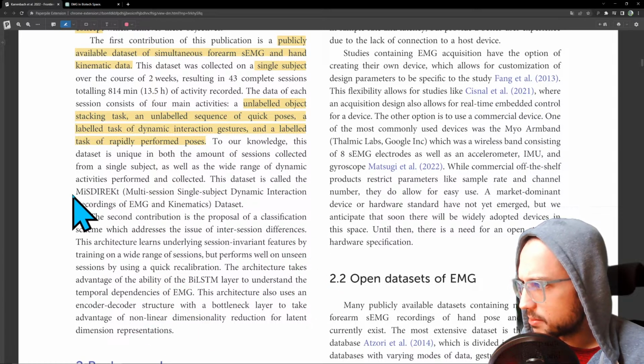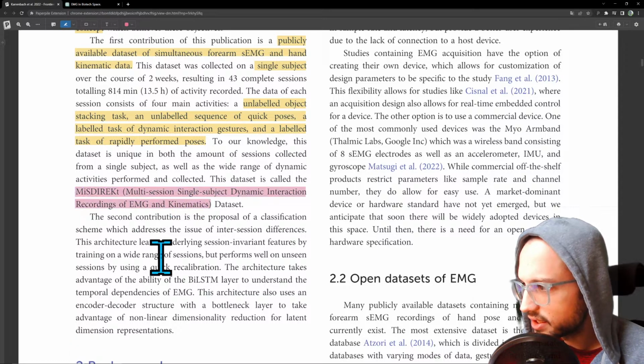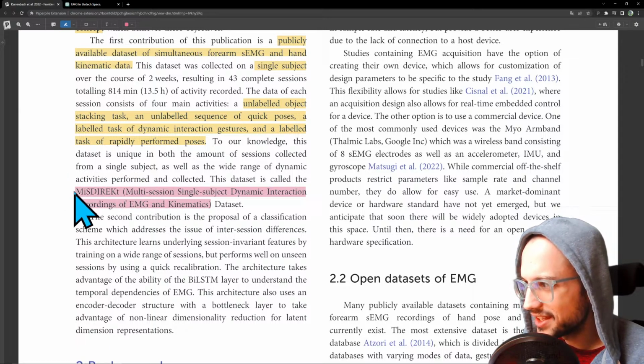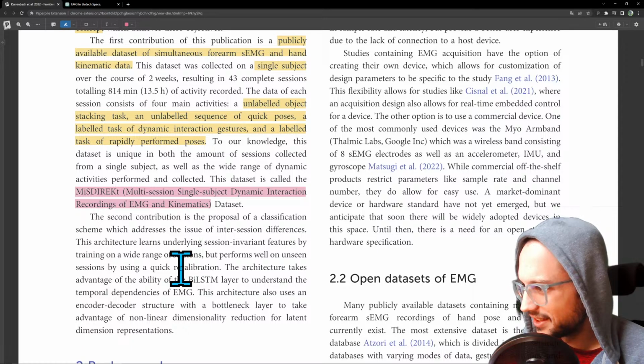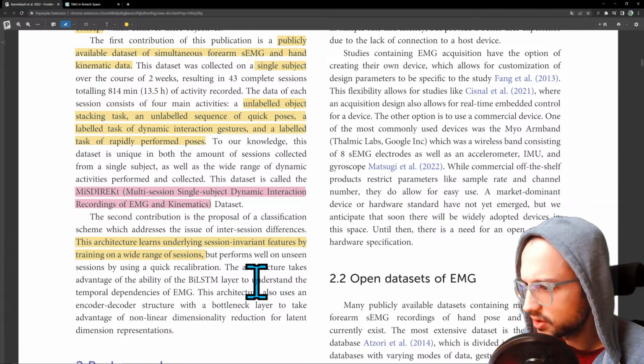Okay, and then the name they came up with for this data set is Direct, and they figured out a way to make it sound cool in the acronym. Second contribution is a classification scheme. The architecture learns session invariant features by training on a wide variety of sessions. Okay, so doesn't seem like they're doing anything specific. They're just kind of saying that the data set is general enough that it learns general features.